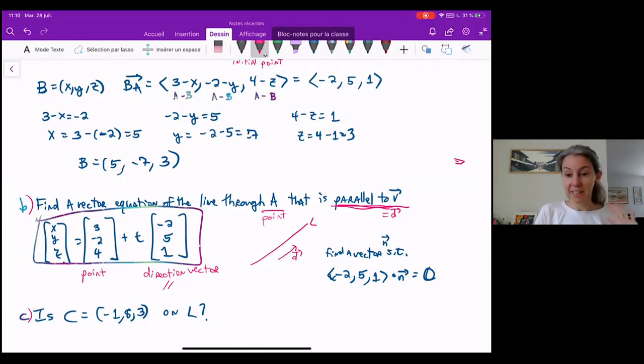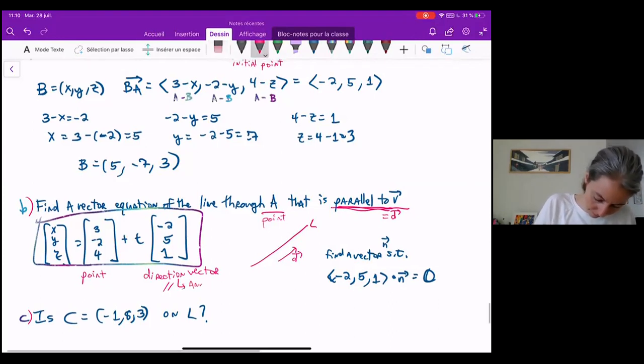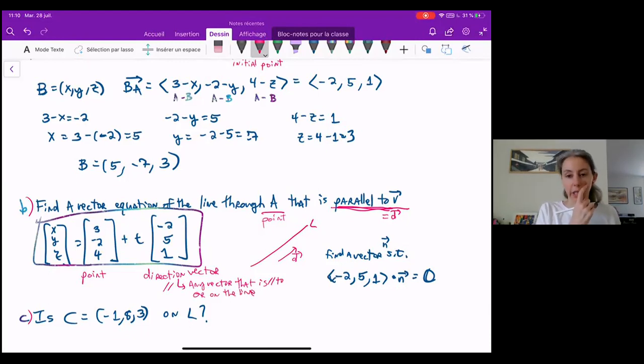So (-2, 5, 1) is our direction vector because a direction vector has to be parallel to the line. So the direction vector can be any vector that is parallel to or on the line. And here we're told that B is parallel to the line. So that's why it's our direction vector.